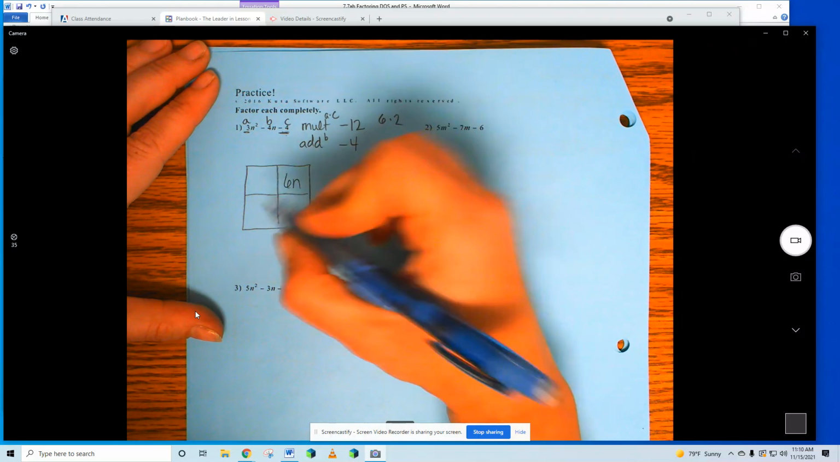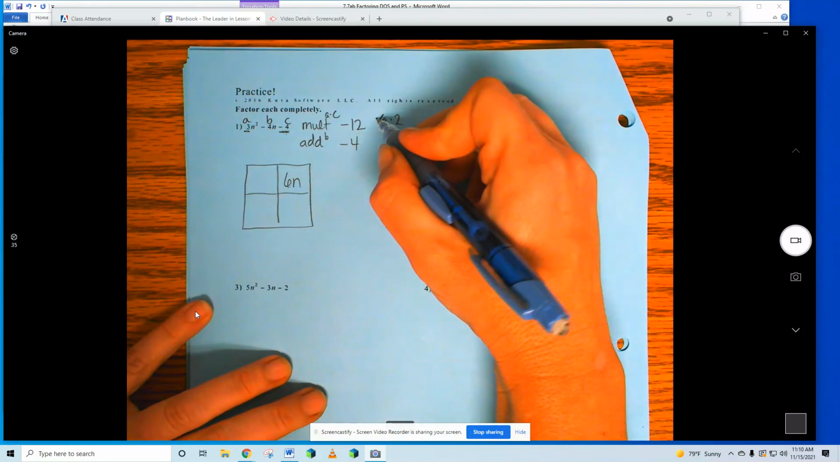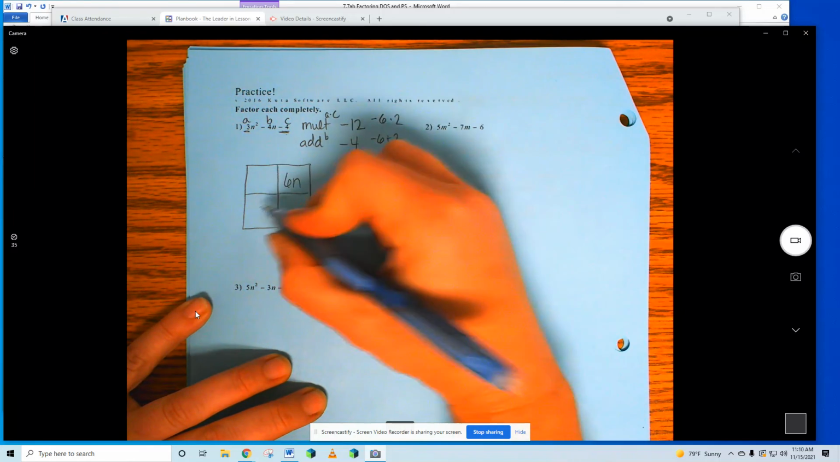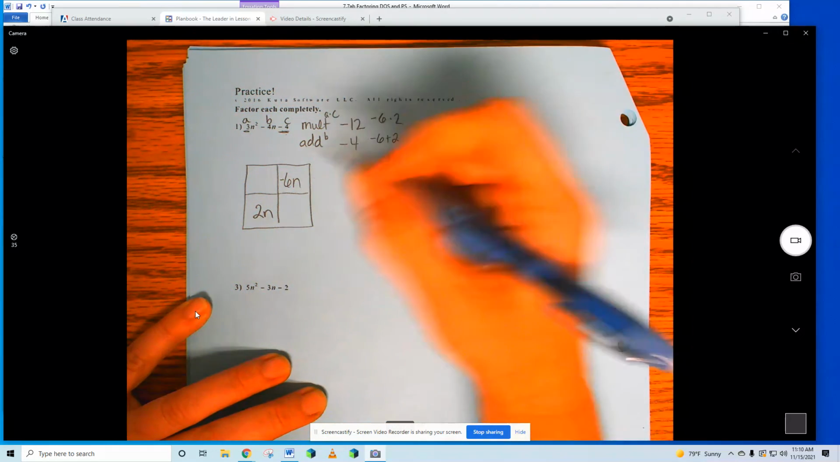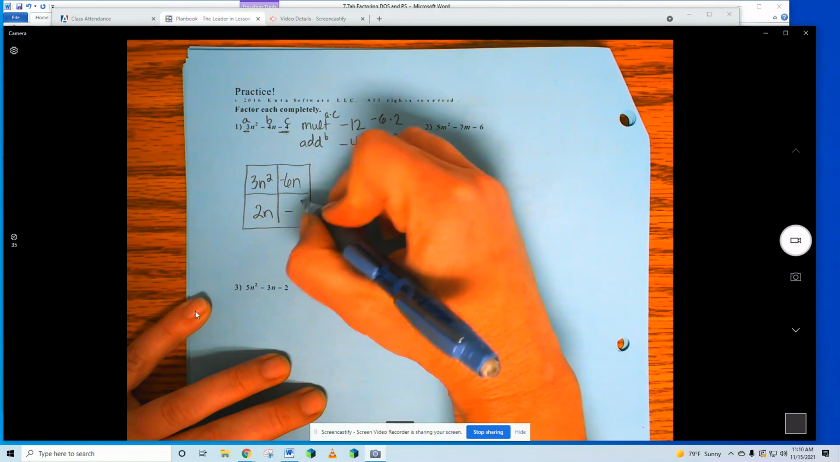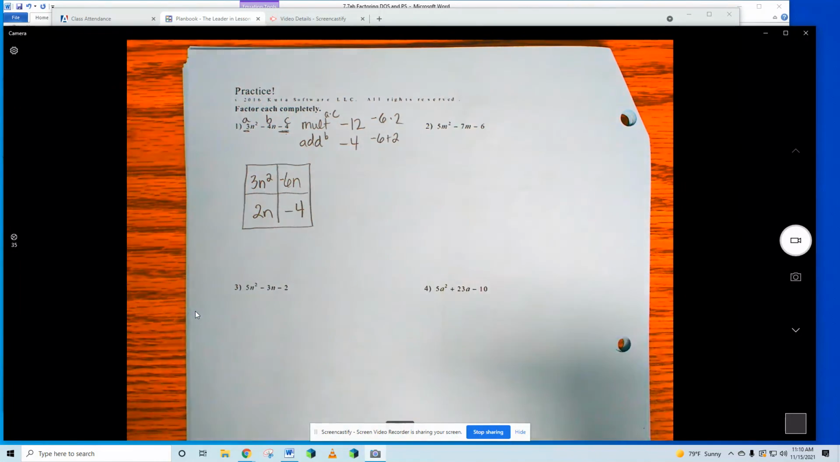6n. Oh, wait. It's a negative 6. Negative 6 plus 2, right? Negative 6n, positive 2n. My 3n squared goes there. My negative 4 goes there. And here's what I'm doing.